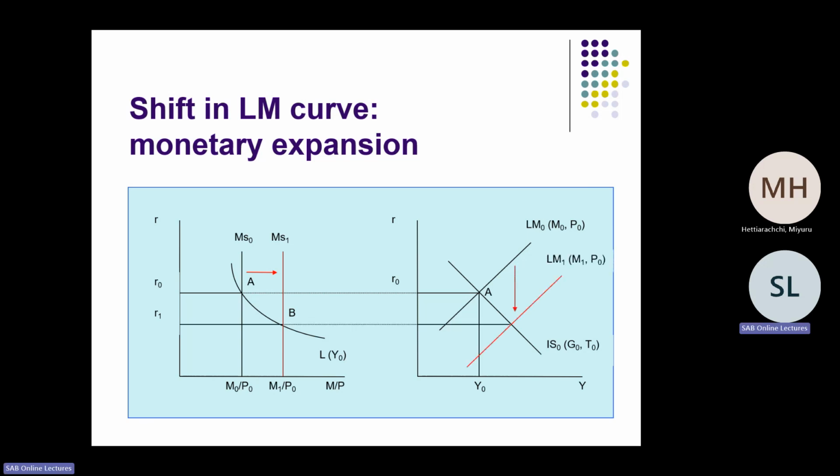Now, the central bank raises the money stock from M0 to M1. That shifts the LM curve as well, from LM0 to LM1, to the right. So equilibrium is established at point B. So the income level here increases. Why is there a rise in income?